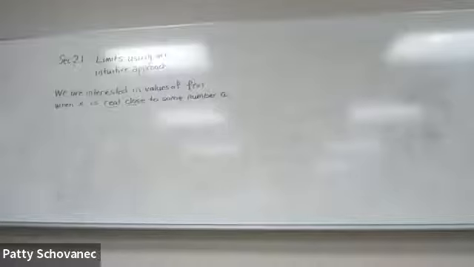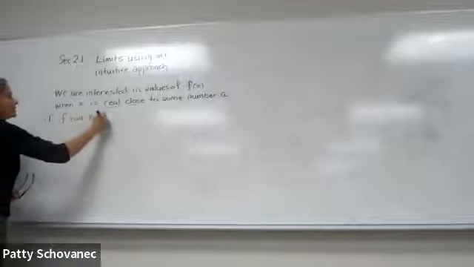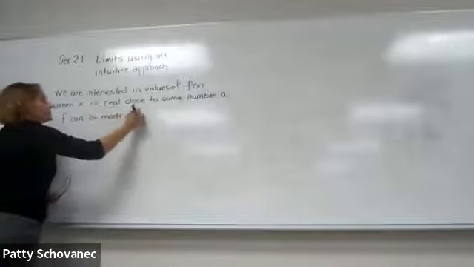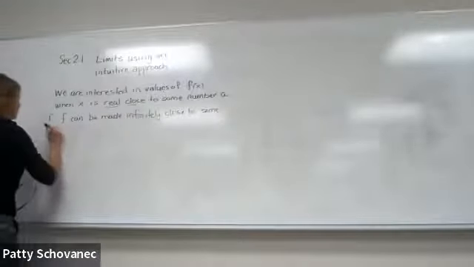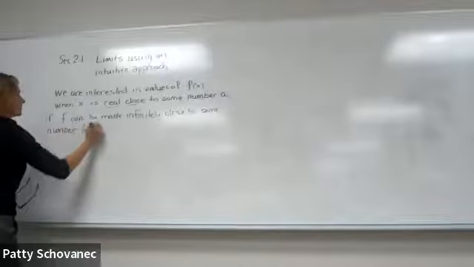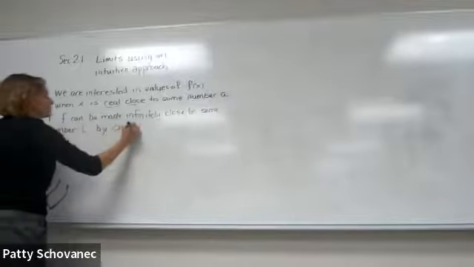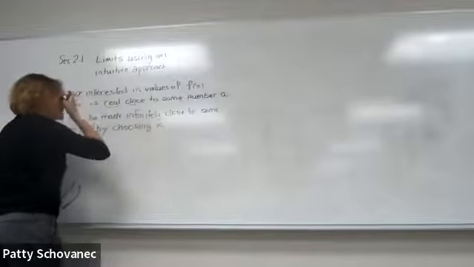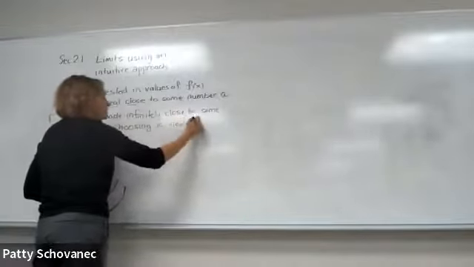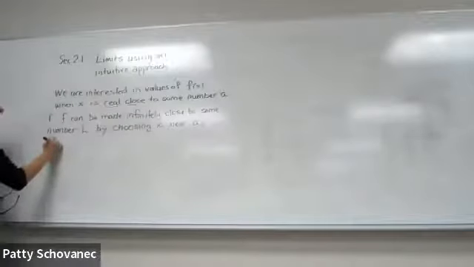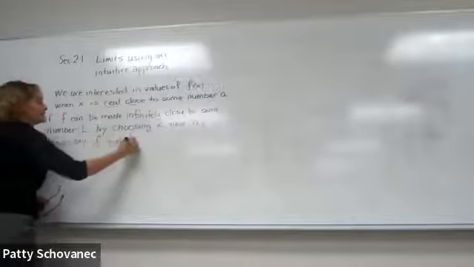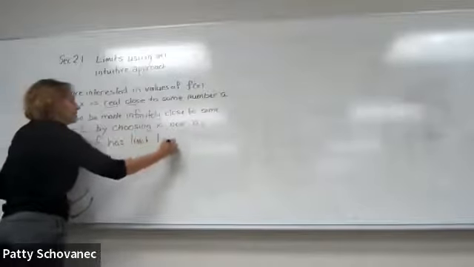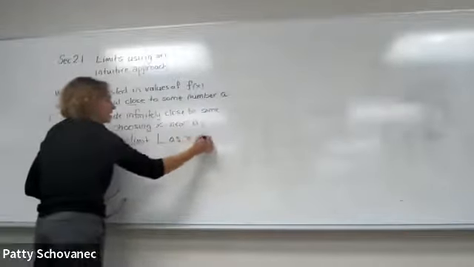So if f can be made infinitely close to some number L by choosing x near a, then we say f has limit L as x goes to a.